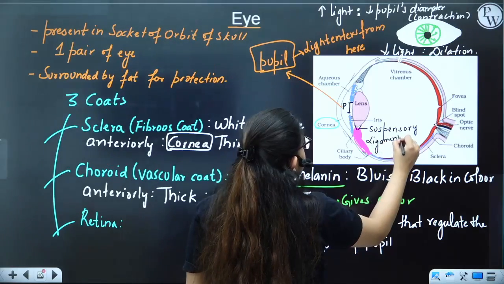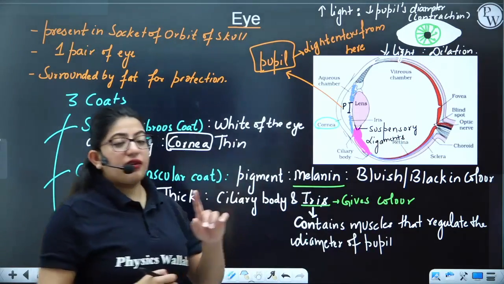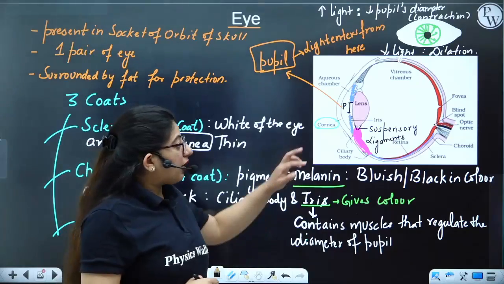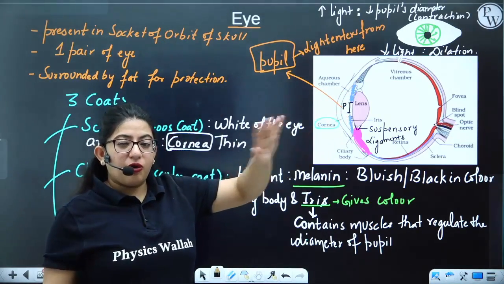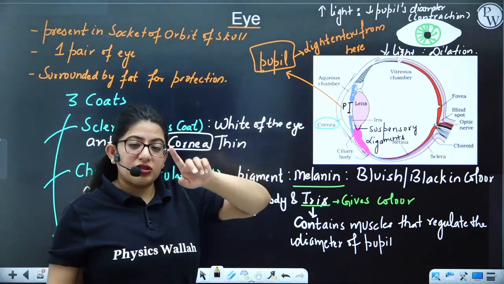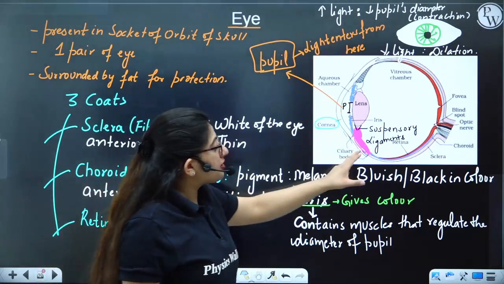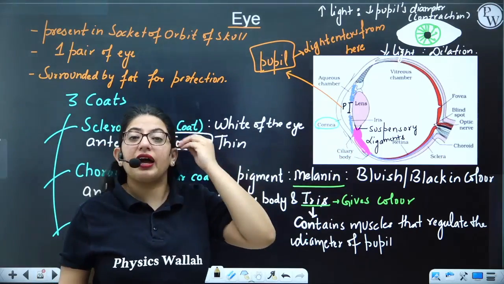Okay, these are suspensory ligaments. Once a question was asked: tell the arrangement of this. Is the lens directly attached to the ciliary body? No, the lens is first attached to the suspensory ligaments and then it is attached to the ciliary body, and the ciliary body is highly vascular.